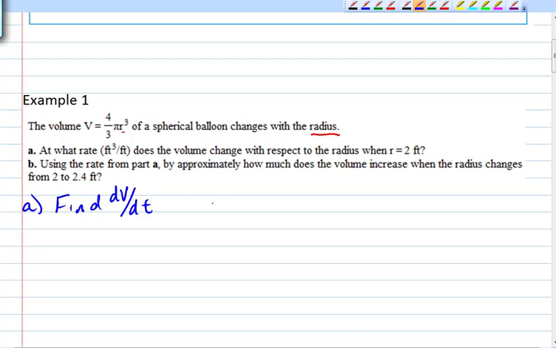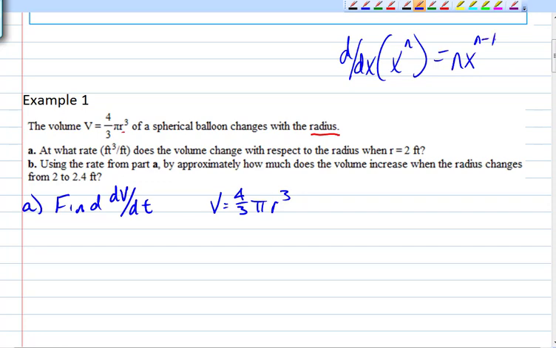If v is equal to 4/3 pi r cubed, what is dv dt going to be? First of all, you've got to remember pi is a constant here. Do you remember the power rule for taking derivatives? Let me write it down right fast. The derivative with respect to x of x to the n is n times x to the n minus 1. Our variable here is r.